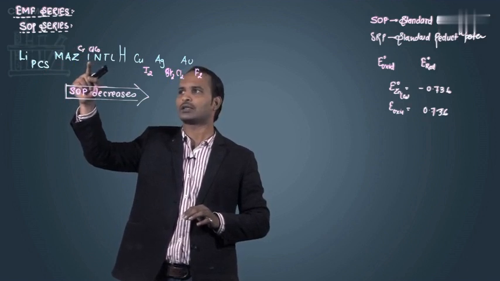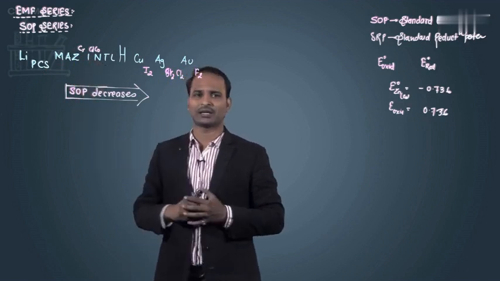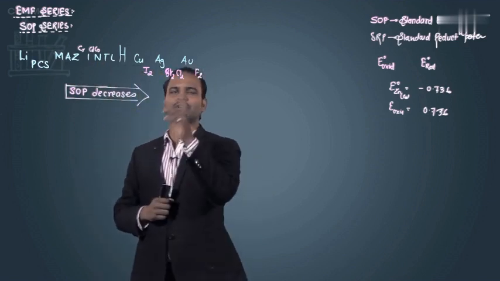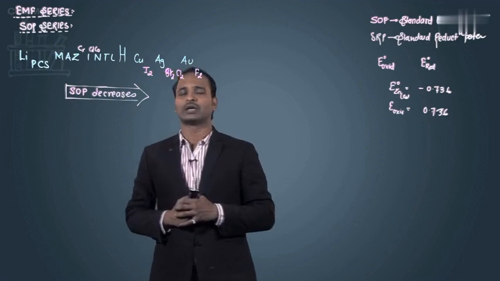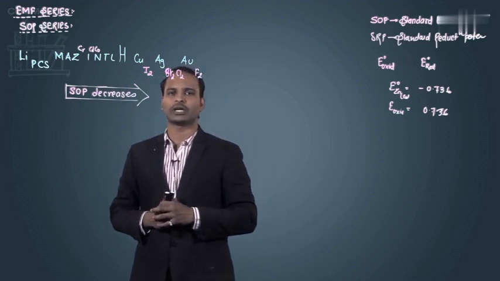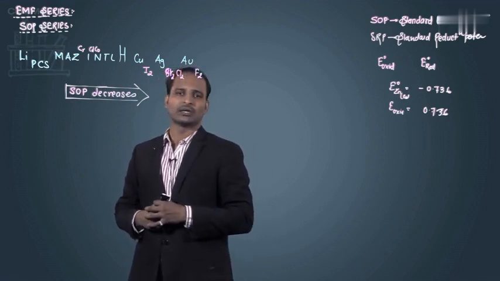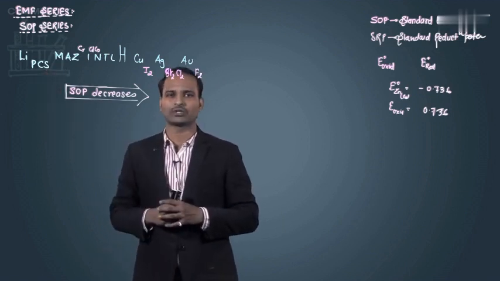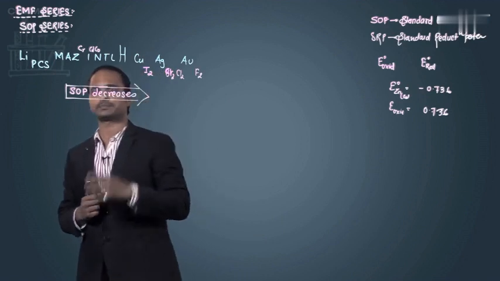I stands for iron, that is Fe. N is nickel, then tin, lead. After that we have hydrogen, copper, silver and gold, and in between copper, silver and gold we have halogens, that is iodine, bromine, chlorine and fluorine. So this is the SOP series. How to remember it? It's Li, PCS, magental, then hydrogen, copper, silver and gold.